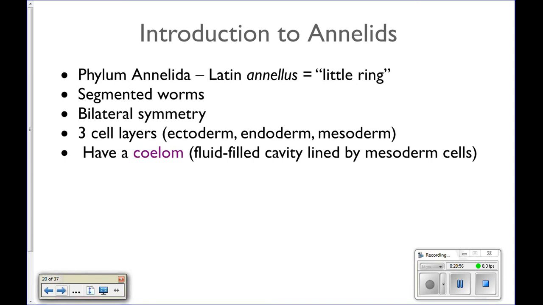They are segmented worms, so those little bumps that you see on the surface are actually physical segments in the worm, and they have tissue that separates all of those parts of their body internally. They also have bilateral symmetry. They also have 3 cell layers. Earthworms, though, have a true coelom, a true fluid-filled cavity between the mesoderm and their internal organs.